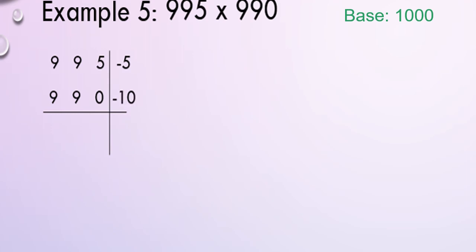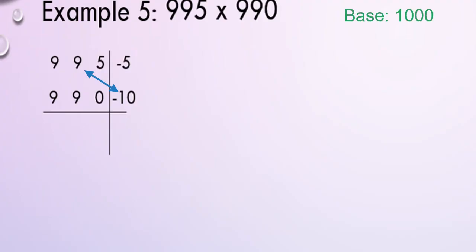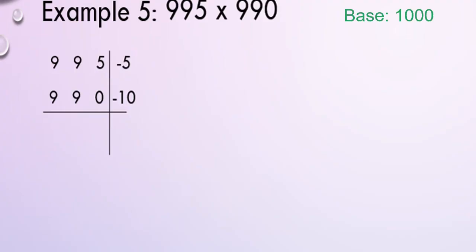Step 2, which is, we add or subtract crosswise depending on the sign. Because the sign is a minus, therefore we will subtract here. So we do 995 minus 10 equals 985. We can also do 990 minus 5 equals 985. Both give us the same left-hand part of answer, which is 985 in this case. So, we write 985 on the left-hand side of the vertical line.